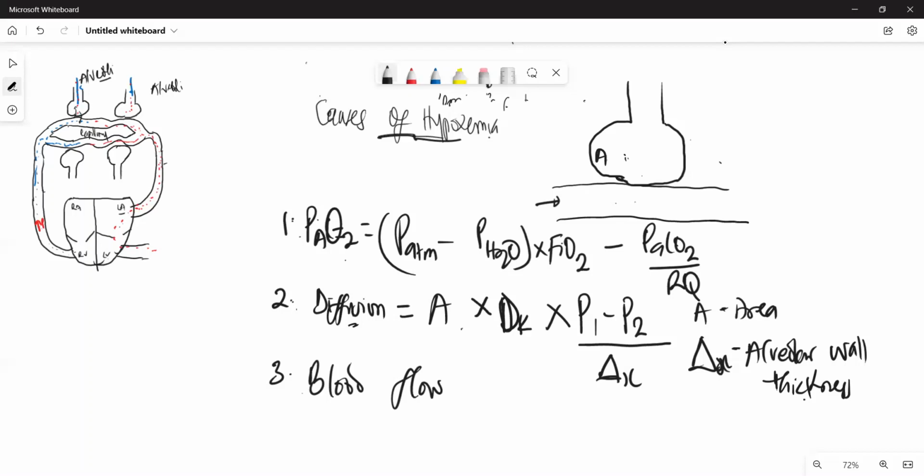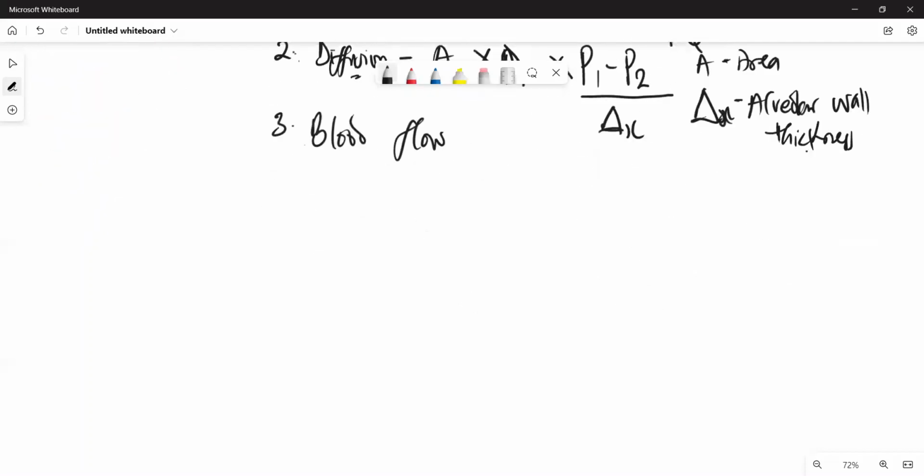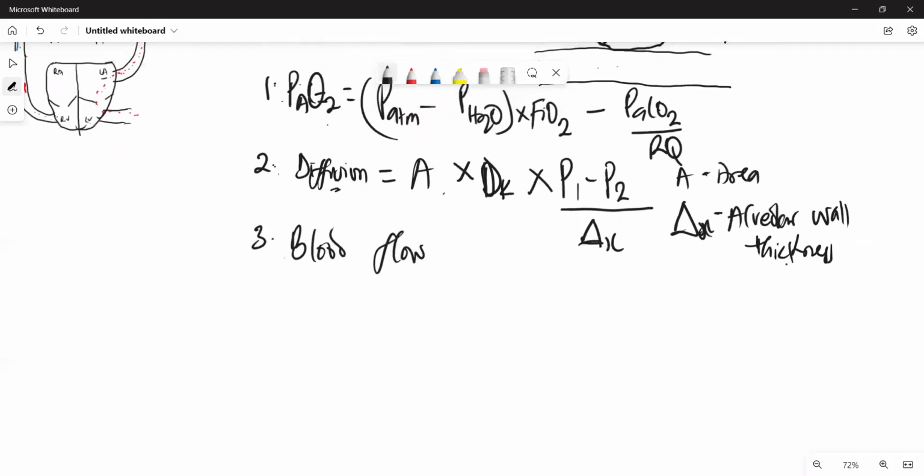After the blood is oxygenated, it leaves the lungs through the pulmonary vein into the left atrium, from there to the left ventricle, and then we pump it out into the rest of the body. Having said that, let's move on to talk about the causes of hypoxemia. So just don't forget the formulas that we mentioned.